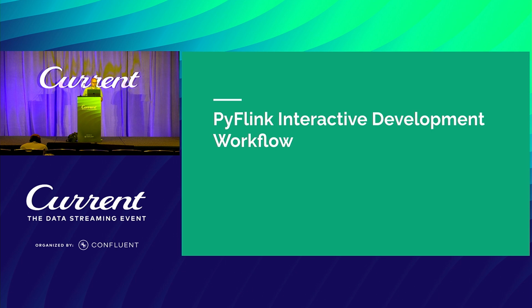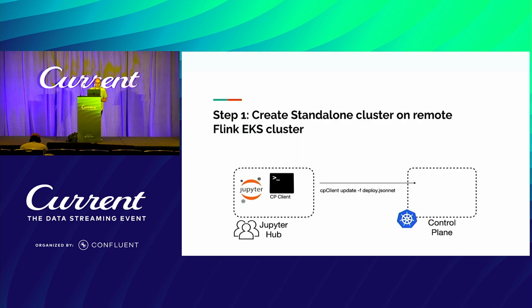Now we'll switch gears to PyFlink, basically how you can provide PyFlink as an interactive development workflow on top of Kubernetes. Again, the first thing, you go to JupyterHub and then you open the terminal this time, and then you submit deploy.jsonnet. In this deploy.jsonnet, you define your Flink job or any configurations, like how much memory you want to give, how many CPUs you want to provide, or any arguments you want to pass, or if you want to provide GPU resources, or any of these kinds of requirements, you specify in your deploy.jsonnet file.